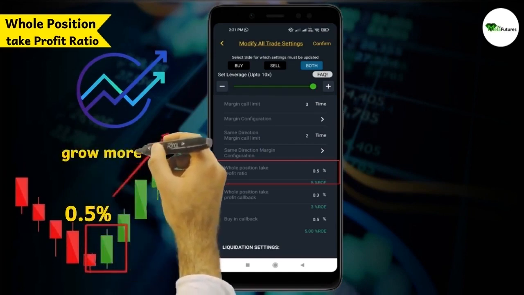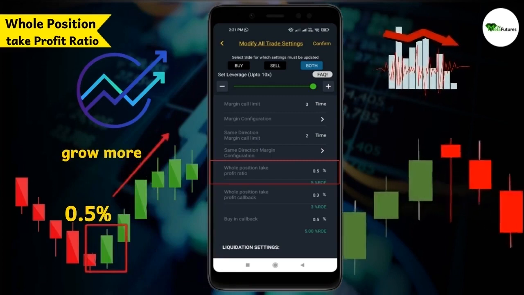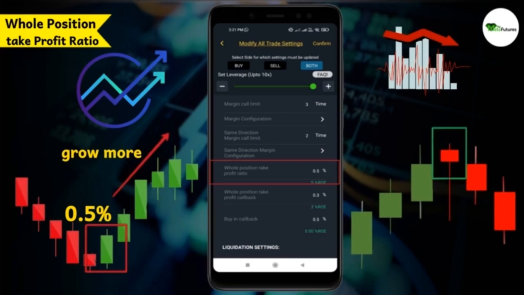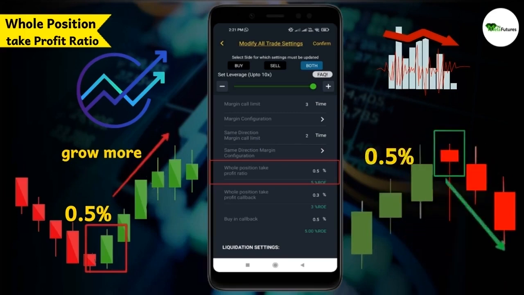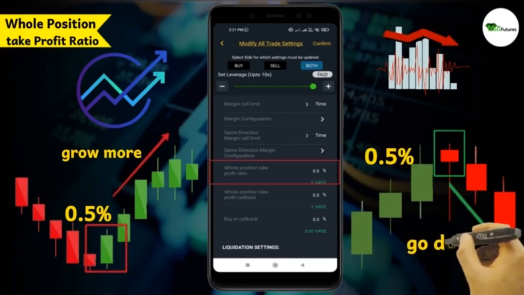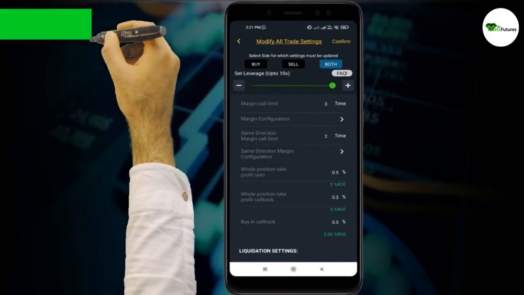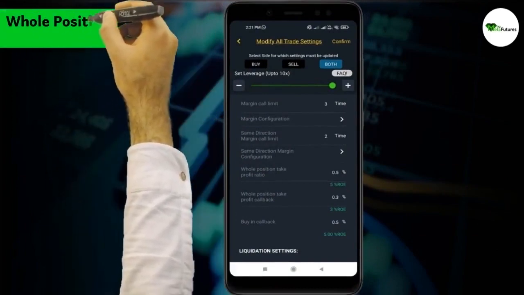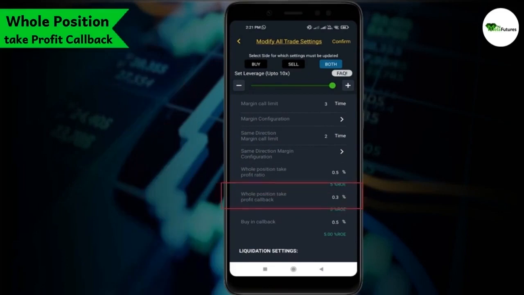Same in another case, you have placed an order that trade will go down. So when your trade will go down by 0.5% then the bot will come out after extracting profit, but there is a possibility that the trade will go down more. For that, set the whole position take profit callback. It's the maximum callback the trade gets to get the maximum profit. After this callback the trade is closed.